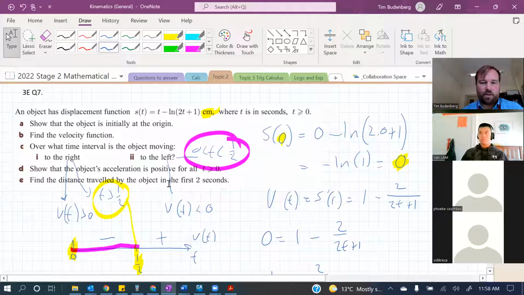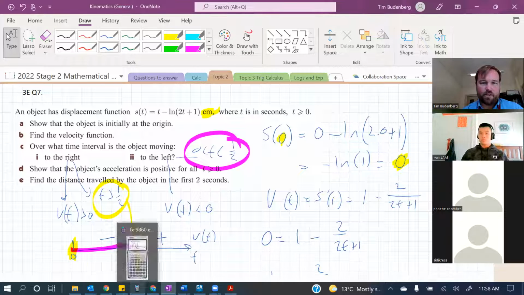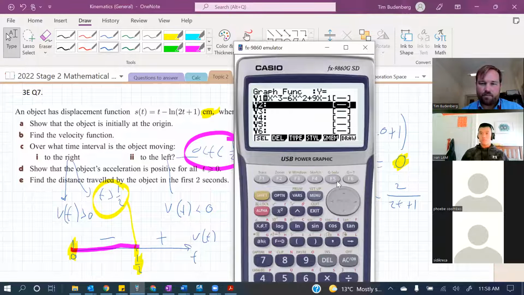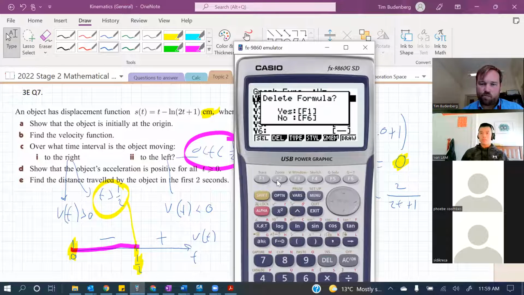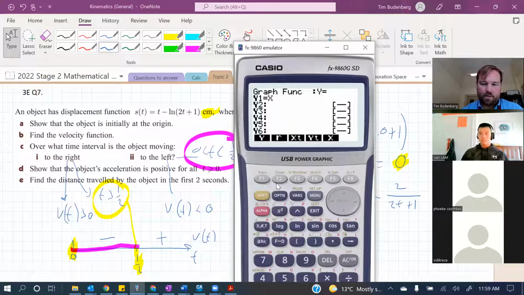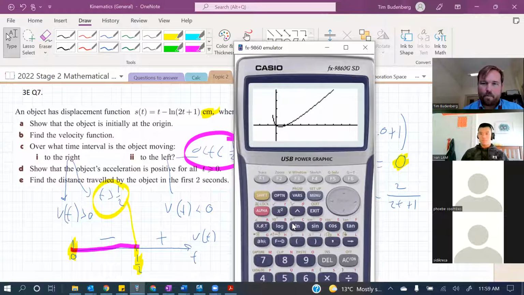Find the distance traveled by the object in the first 2 seconds. All right, let's grab a calculator and it can help us out. Awesome. x minus ln 2x plus 1. And that's kind of what we predicted. It's like the Nike tick. That's a pretty cool one, actually. It's an excellent function.